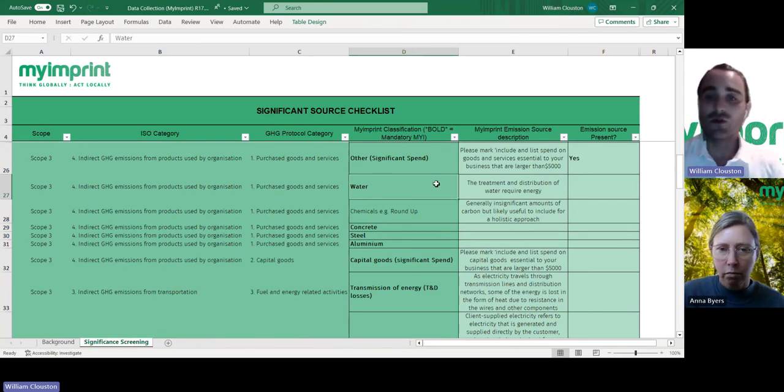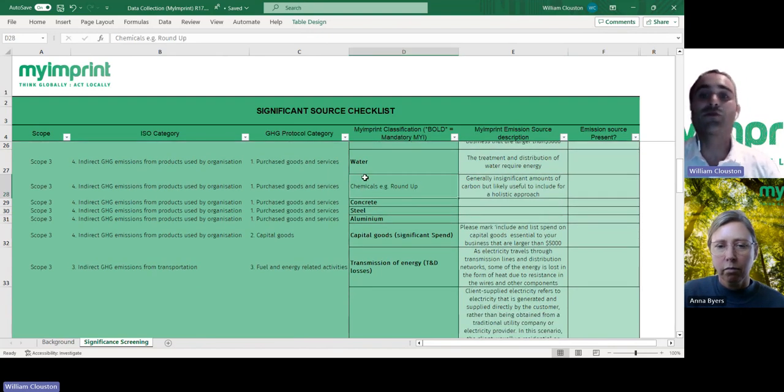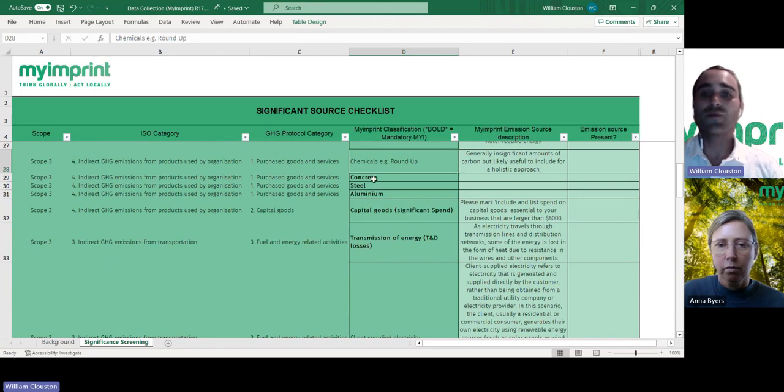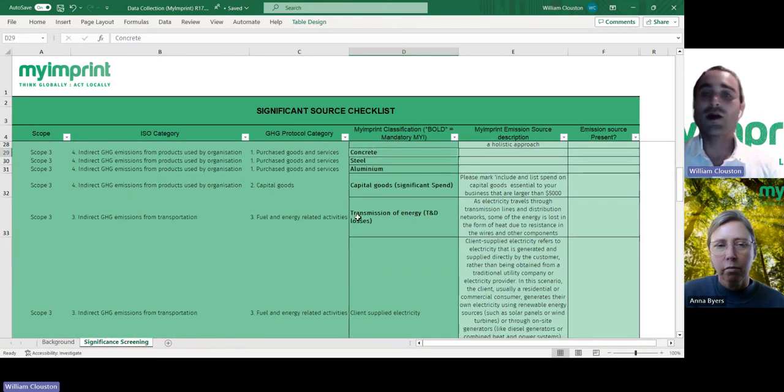So you'll likely have some water use. You may or may not have some chemicals that you use. Construction materials, concrete, steel, aluminium, capital goods. Again, you may or may not have made a major purchase, and if you have, just mark yes, and we'll get into more detail on those ones later.